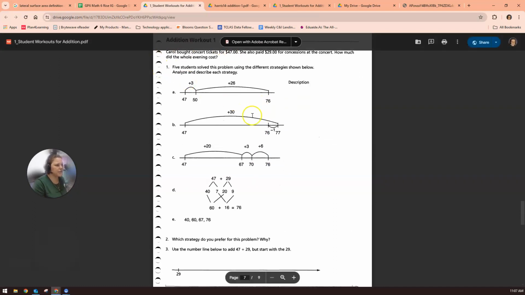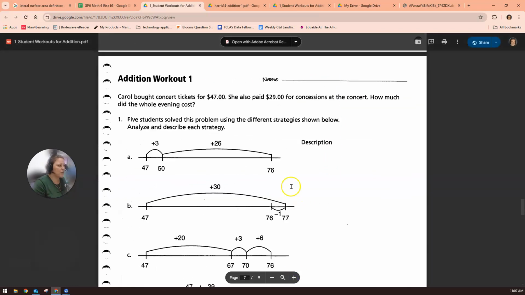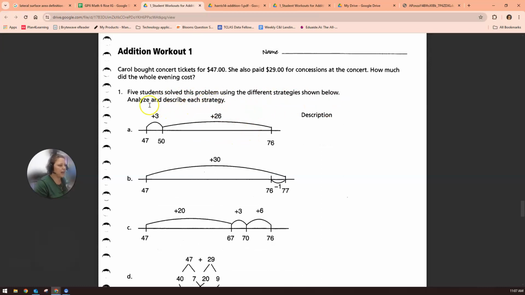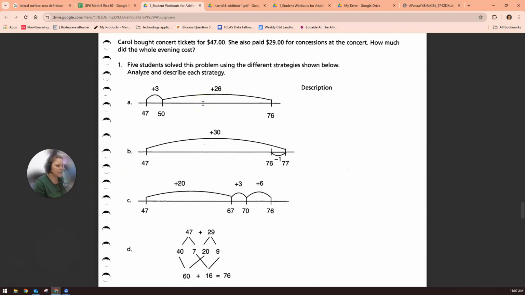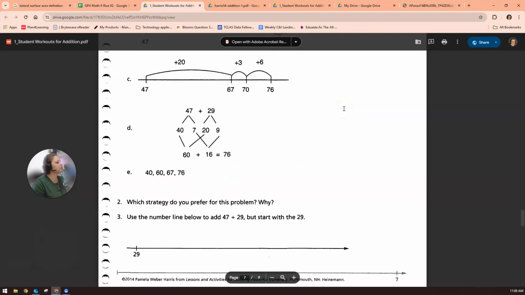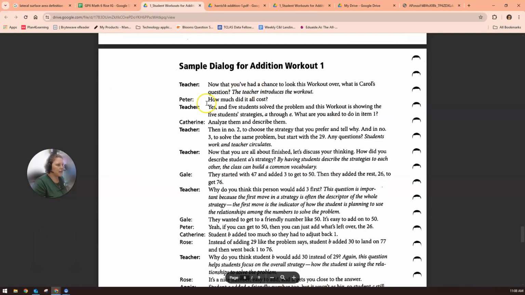And so here's an example of what workout one is. In workout one, it gives us a problem here, and it tells us that 5 students did this problem differently. Analyze and describe each strategy. Well, when you initially put this out, the kids are going to look at it and say, I don't know what kind of description you want. And so that's where the sample dialogue will come in helpful for you.